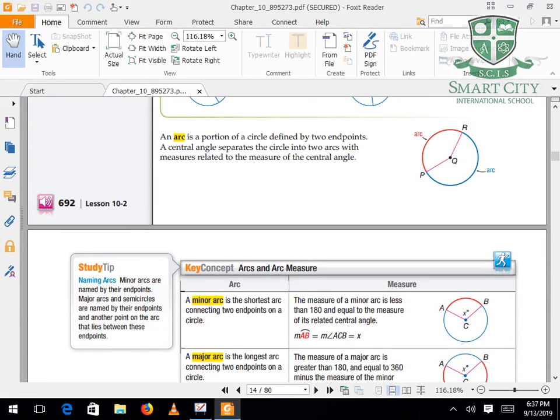The arc. What is the arc? The arc is a portion of a circle, part of the circumference of the circle. Its end points are the ends of the central angle that opens on it. So if PQR is a central angle, P and R are also the end points of the arc opposite the central angle. PR is an arc, part of the circumference. So the arc is a portion of the circle defined by two end points.